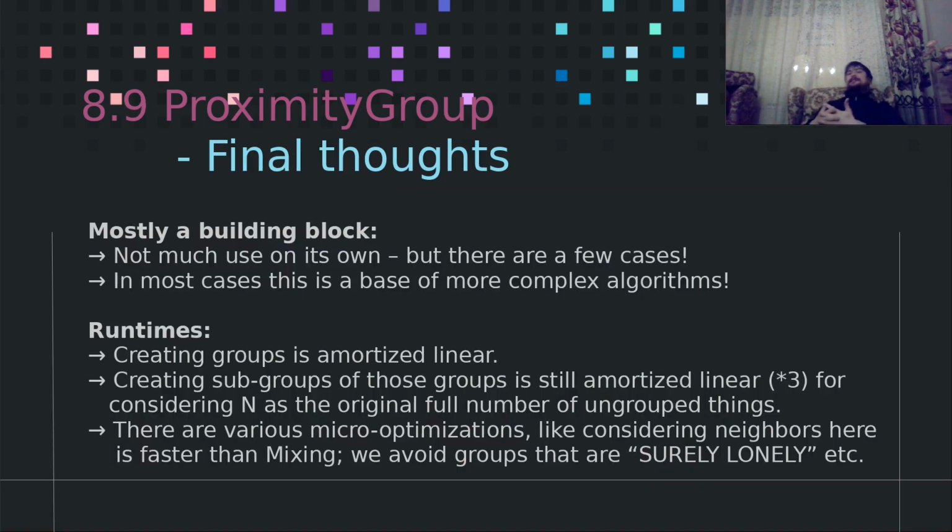So final thoughts on proximity groups. You can see it's mostly a building block, not much used on its own, but there are a few cases when actually on its own it's used. In most cases it's a base for more complex algorithms. And actually now there will be an algorithm based on this, and I already not fully explained but hinted a sorting algorithm that can be made by this. So yeah, that's fine.